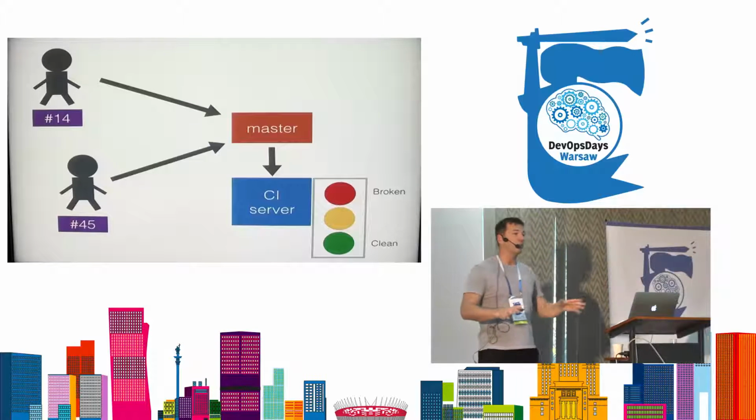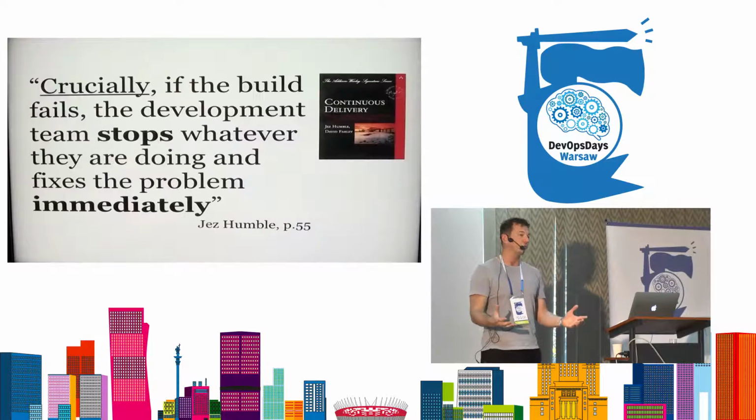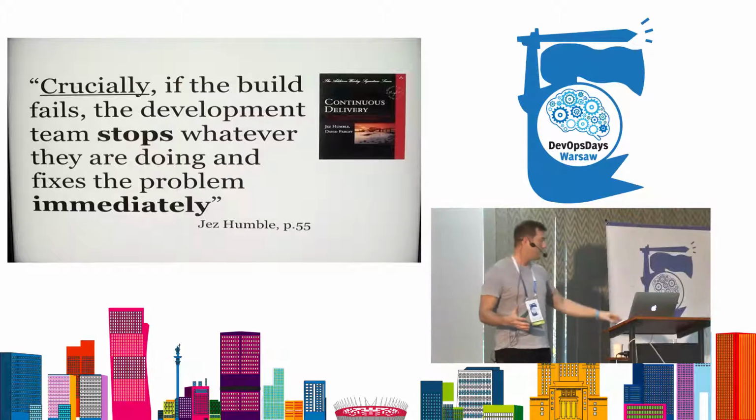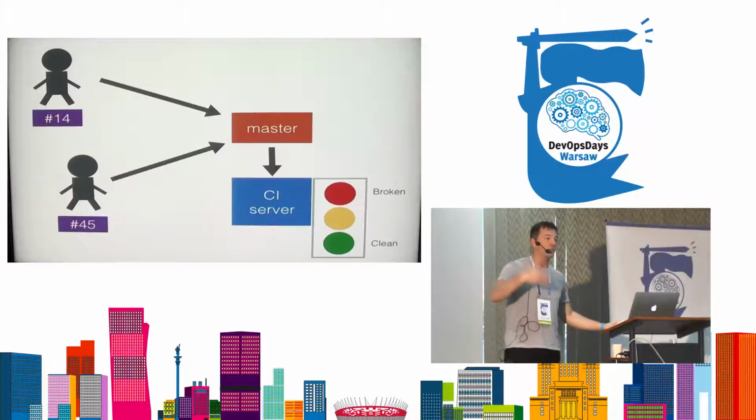So the continuous integration happens after the merge. We put stuff in there, and then eventually we merge and see what's going on. So this is what the book says. If the build fails, then the development team stops whatever they're doing and fixes the problem immediately. So we're checking the build afterwards. That's the idea of continuous integration. I haven't read the book.